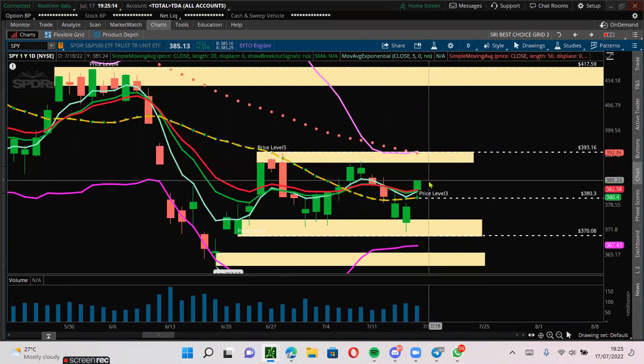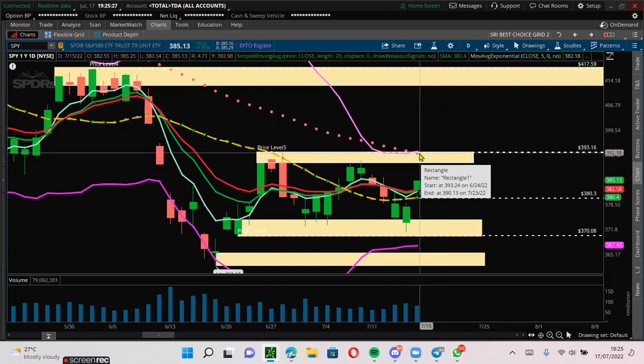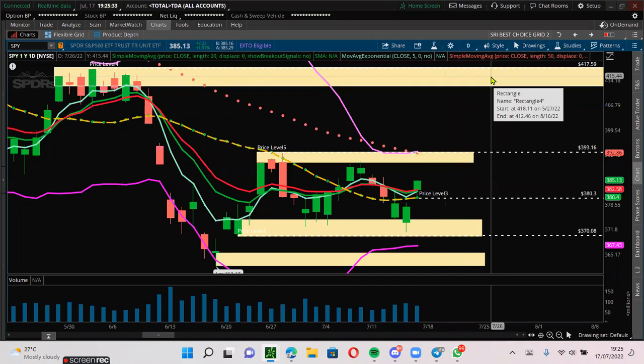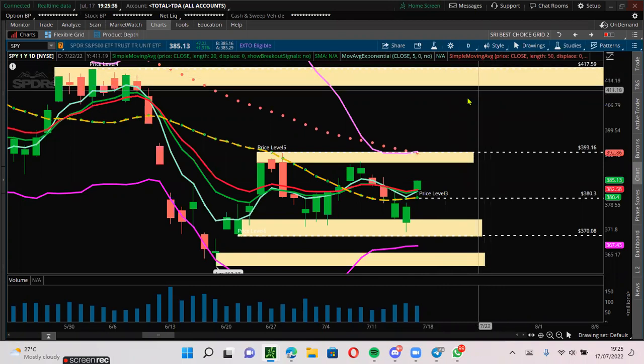Try buying in the money calls, 385, 386, and expect it to go up till 392. And the moment it goes up, try to cash in your profit, and eventually there will be a rejection, and then again it's going to retest. And if it breaks above that, then you can start retesting the next level.